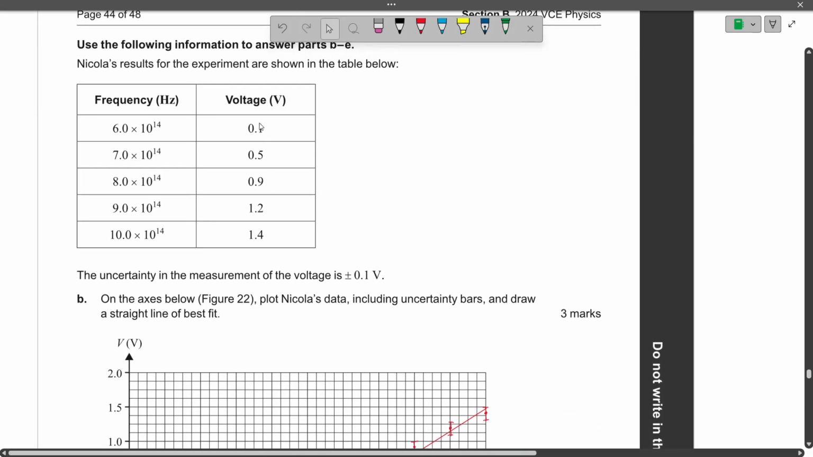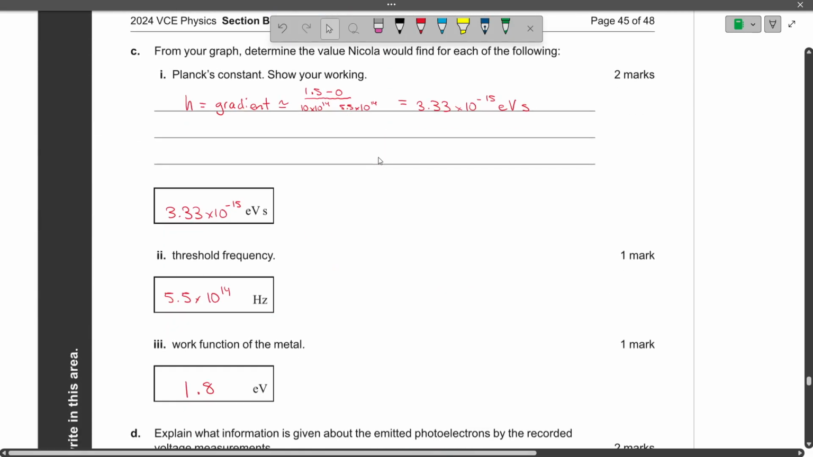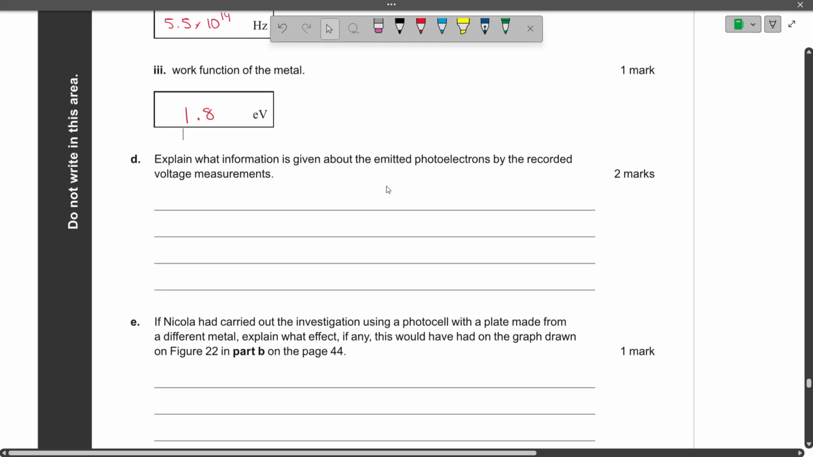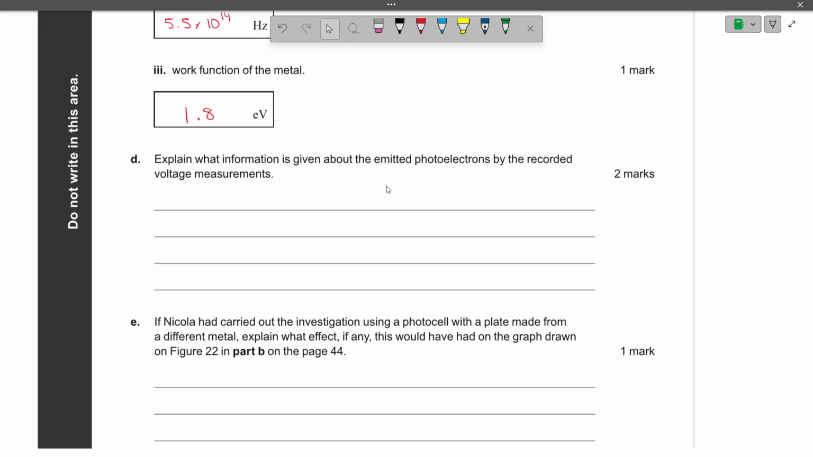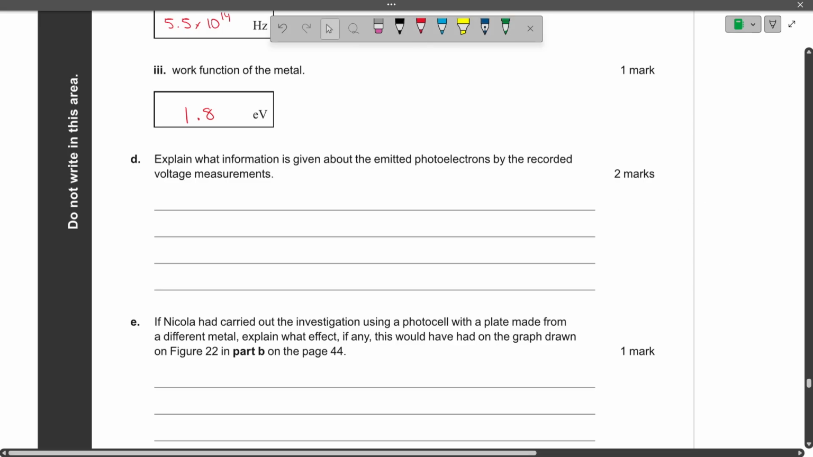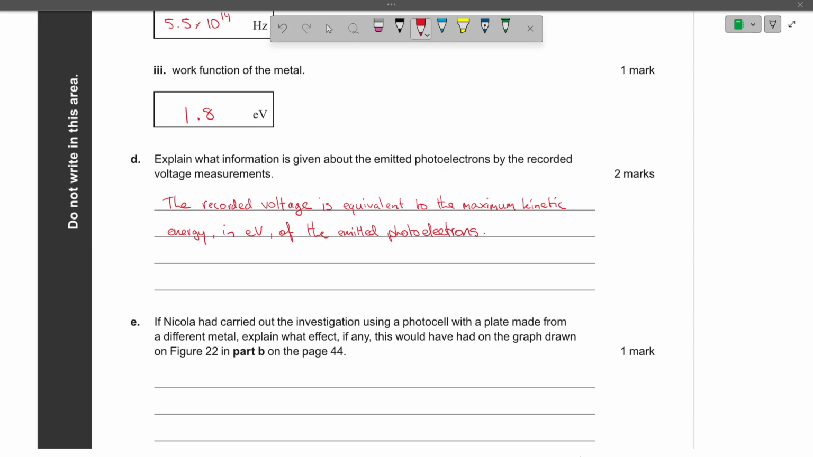You should know that this is the stopping voltage that we've recorded here, and so the stopping voltage is equivalent to the maximum kinetic energy in electron volts of the photoelectrons. So I'll write it out. The recorded voltage is equivalent to the maximum kinetic energy in electron volts of the emitted photoelectrons. So this voltage gives us information about the maximum kinetic energy of the photoelectrons. You have to specify maximum kinetic energy, not just energy, not just kinetic energy. It's stopping the most energetic of those emitted photoelectrons.